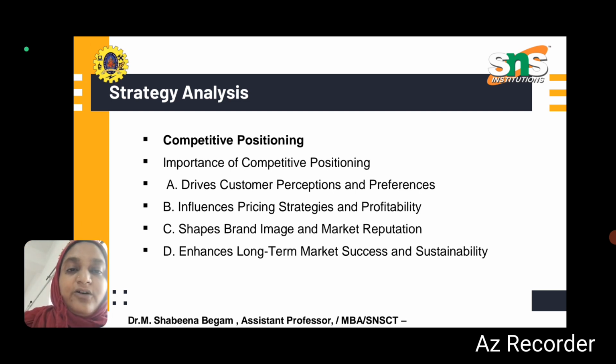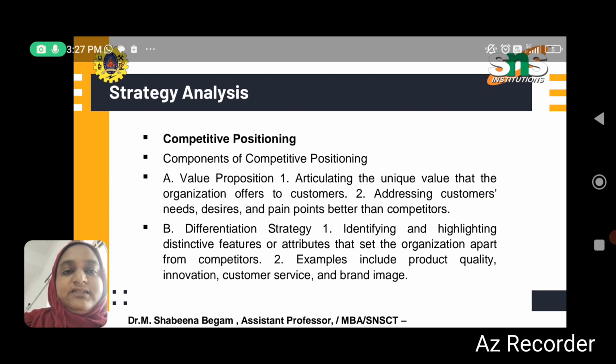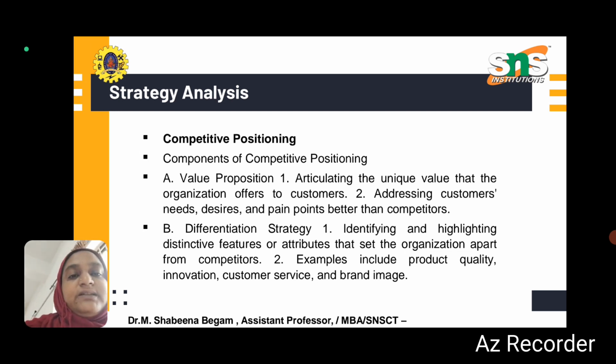Enhancing long-term market sustainability, you have to have a very precise and exact product that the customers want. Value positioning talks about the uniqueness of your product from the competitors. What is the uniqueness of the product from your competitors? Differentiation strategy talks about identifying and highlighting distinctive features or attributes that set the organization apart from the competitors. How are you different? How is your product going to be different from your competitors' product?